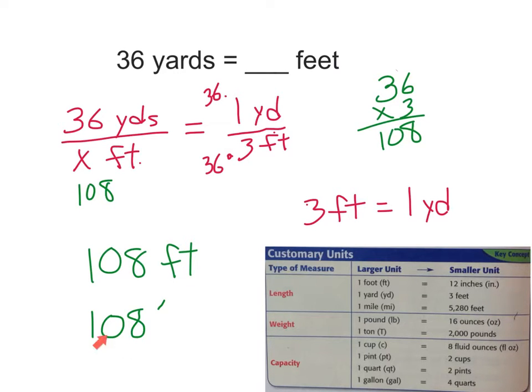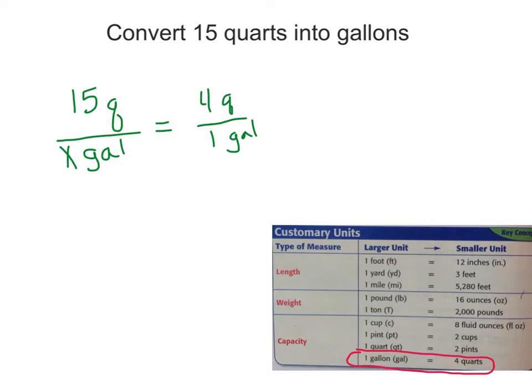Or I could write it also like this, 108, and 1 slash, or one little line like that, means feet. Alright, let's take a look at this one here. It says convert or change 15 quarts into gallons.